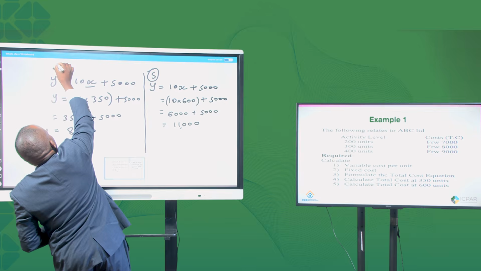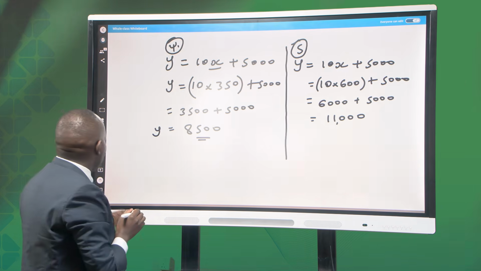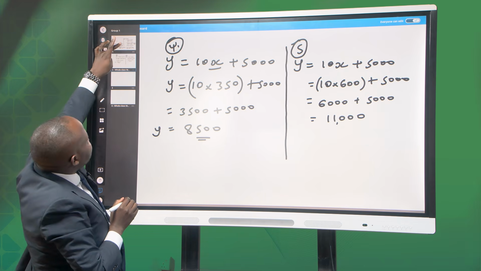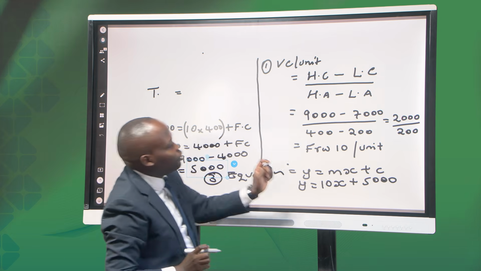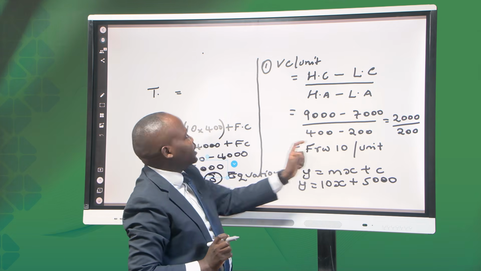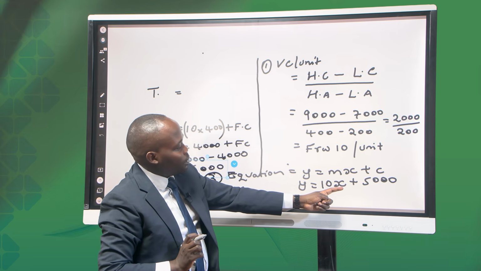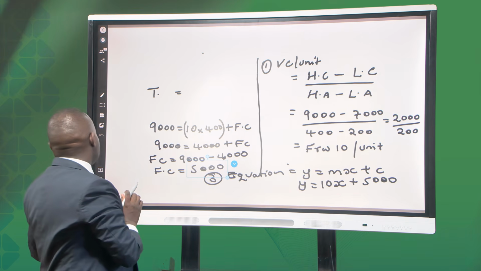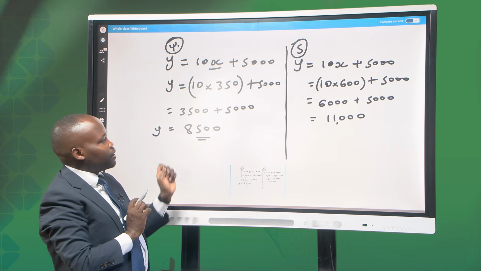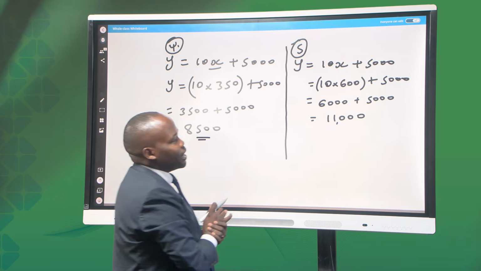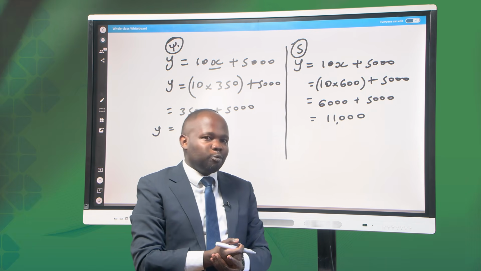This is requirement number 4. And then we have looked at the previous requirements. In our previous requirements, we have looked at requirement 1, which was giving us 10. Requirement 2, which was giving us 5,000. Requirement 3, which was giving us y is equal to 10x plus 5,000. And then requirement 4 is giving us a total cost of 8,500. And requirement 5 is giving us a total cost of 11,000. So that's how we estimate costs.